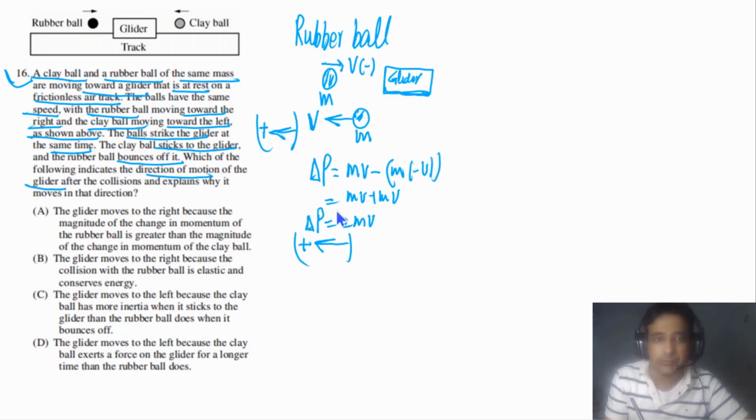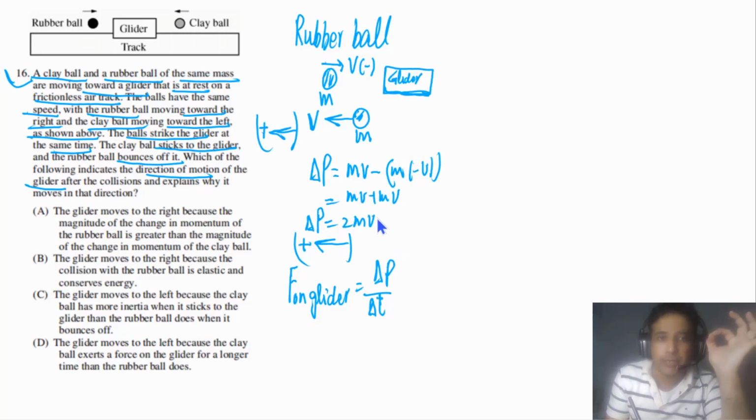Because this is positive, the change in momentum of the glider has to be to the right. We can also calculate the force on the glider by the ball. The force on the glider is equal to the change in momentum of the glider divided by time. Because the change in momentum of the rubber ball is to the left, the change in momentum of the glider has to be to the right.